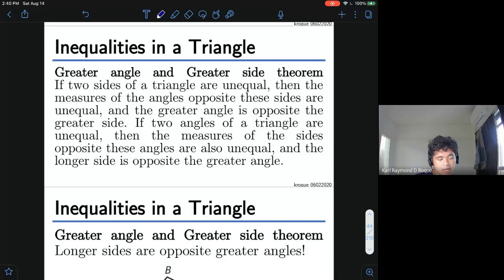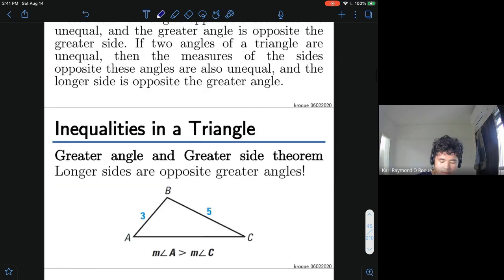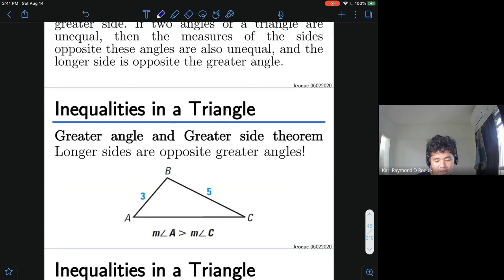Next, inequalities in a triangle. Greater angle and greater side theorem. Masyadong mahaba yan. So, ito lang sinasabi niyan. Longer sides are opposite greater angles. Ayan, no? Shown by this example.